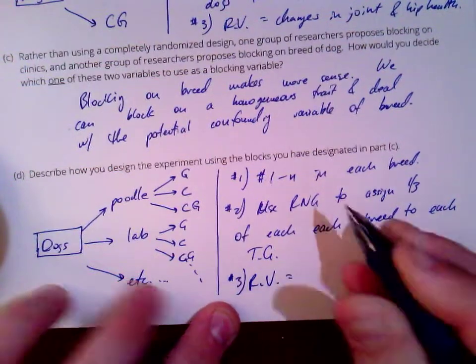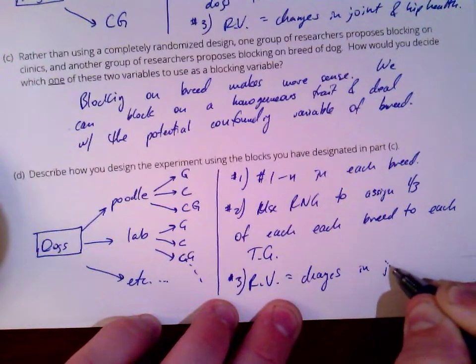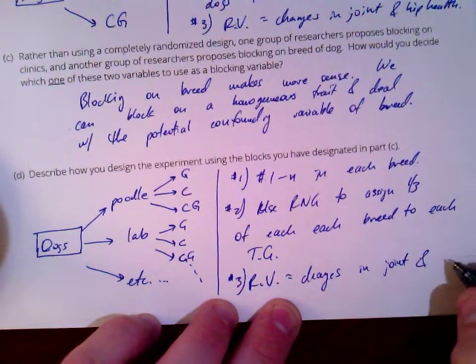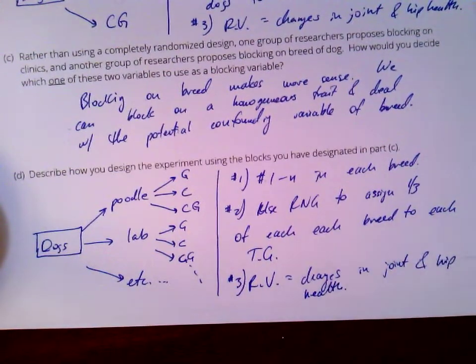And then my response variable, measure the same thing. Changes in joint and hip health. All right, so that's what a completely randomized design and experiments using blocking look like in practice.